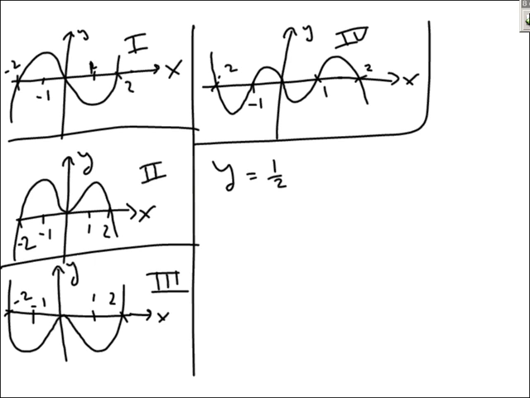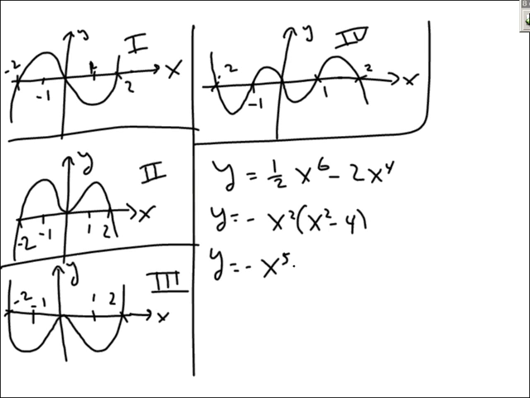Y equals 1/2 x to the 6 minus 2x to the 4. Another one being y equals -x squared times x squared minus 4. The third one being this. And the last one being this. Okay. Let's work from the last one up so I can have more board space.